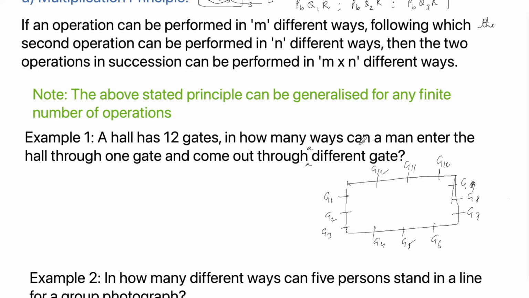So in how many ways can a man enter the hall through one gate and come out through a different gate? Here we can see that there are two different operations. The first operation is operation 1. He needs to enter inside the hall through any one of the gates. So how many possibilities does he have? Either he can enter through gate 1, G1, or G2, or G4, and so on up to 12.